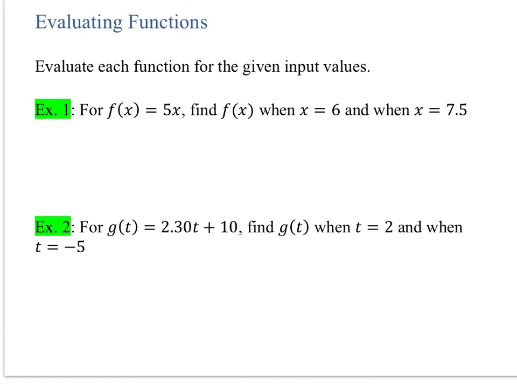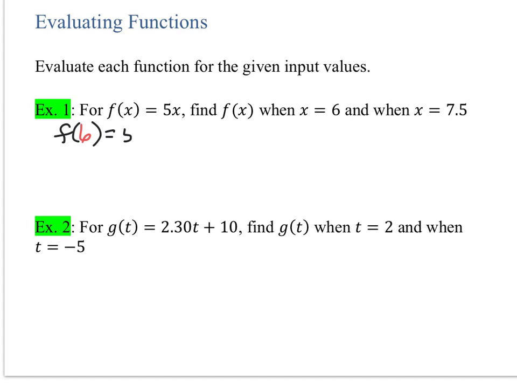Then we come to evaluating functions. So here you've been given a function rule, f of x is equal to 5x, and they want you to find what is f of x when x is 6 and when x is 7.5. So we're just going to take 6 and plug it in for x. So here's how you write it. So for the first one, we're going to find f of 6.